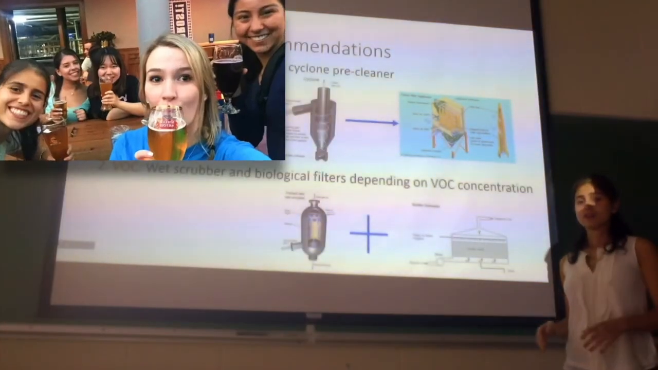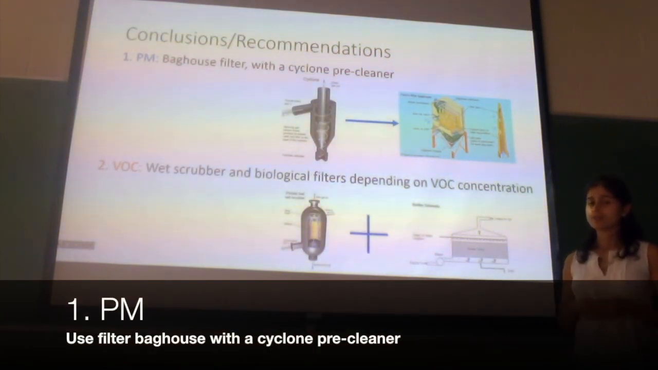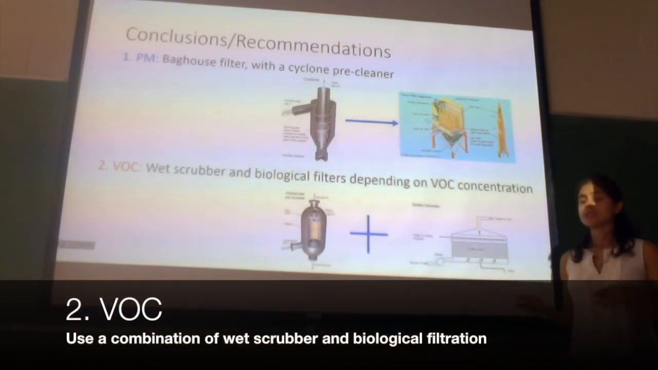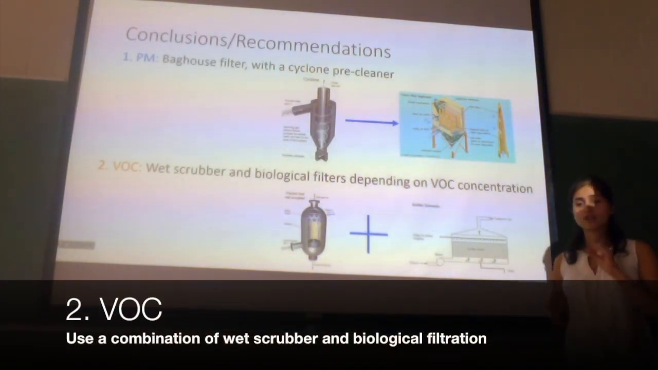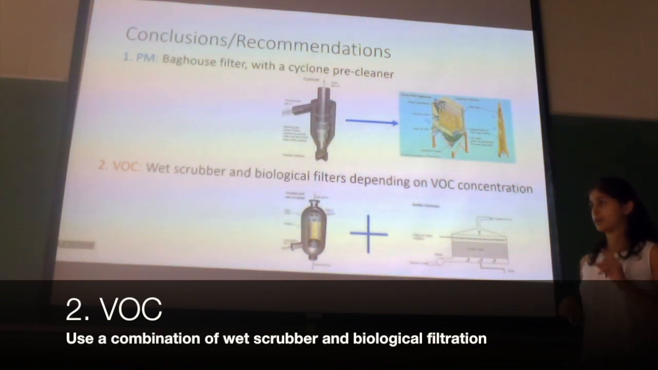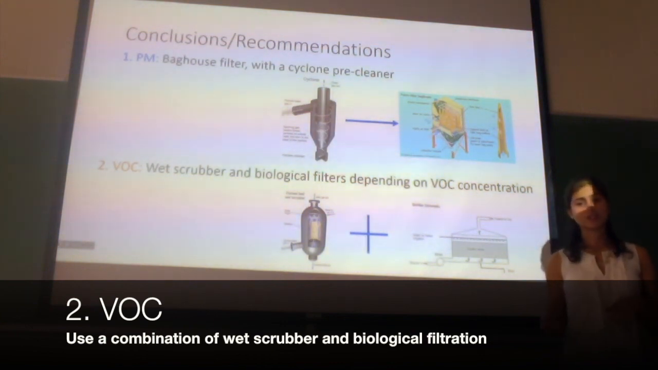So finally, based on our research and analysis, we've come to the conclusion that for particulate matter, it's very effective to have baghouse filters treating the emissions with a cyclone pre-cleaner to remove those large particulates first. For VOCs, we recommend a combination of wet scrubbers and biological filters. Depending on the concentration of the VOC leaving the step, you can put in either a wet scrubber if it's a high VOC concentration or a biological filter if it's a low VOC concentration, to get the most out of those devices.